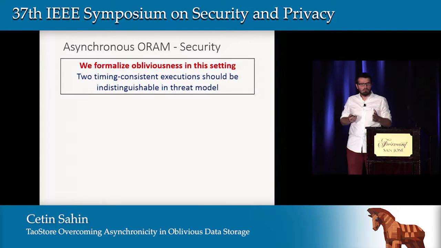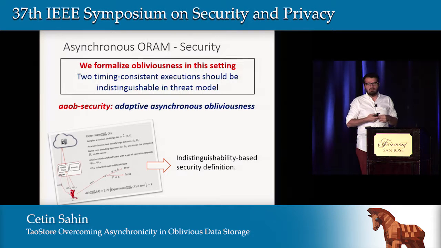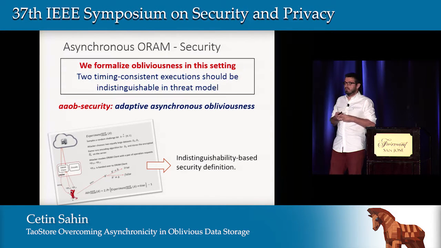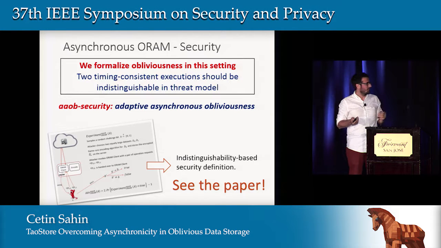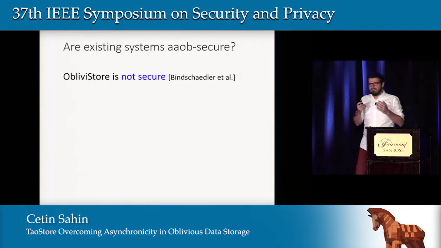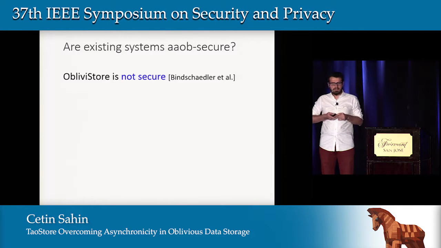Basically, two time-inconsistent executions should be indistinguishable. We have an indistinguishability-based security definition, which is called adaptive asynchronous obliviousness, or AAOB security for short. But I will not get into the details here. Please refer to the paper for more details. So we have AAOB security. The question we need to ask is whether the existing systems achieve AAOB security.